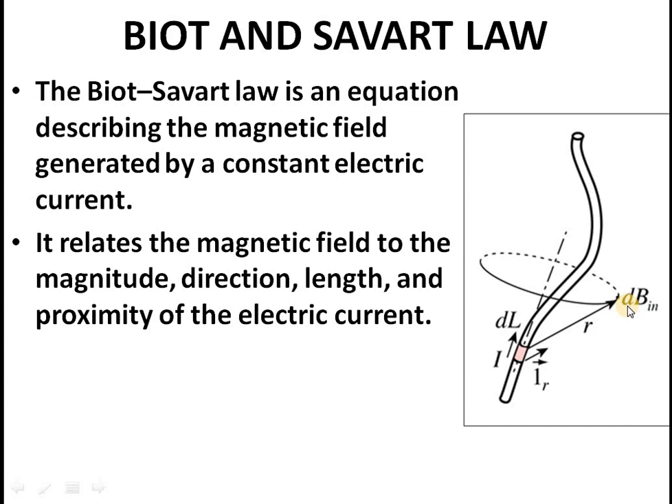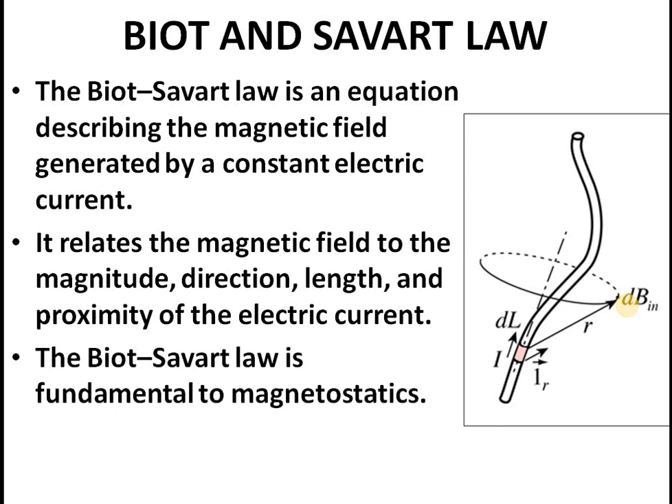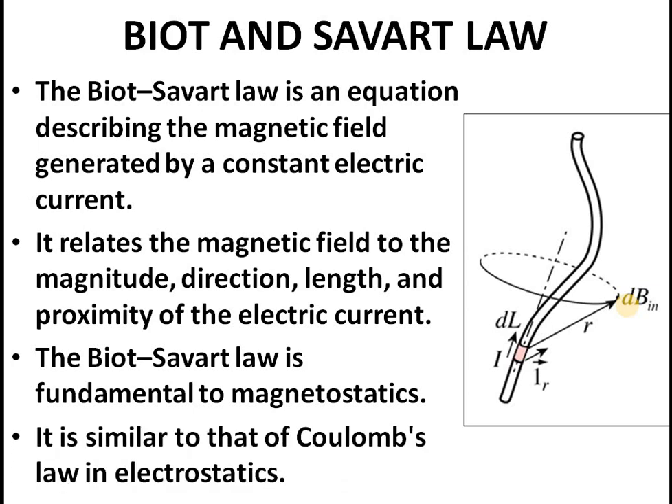So such standard formulas we can frame for regular geometries like a straight wire, a circular wire, a square wire or a triangular wire. We have standard equations which can be easily framed with the help of simple mathematics. It is equivalent to a fundamental law in magnetostatics. It is the base of the law in magnetostatics, just like we had Coulomb's law in electrostatics.